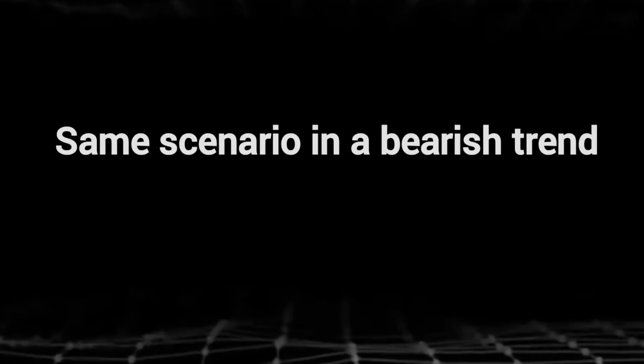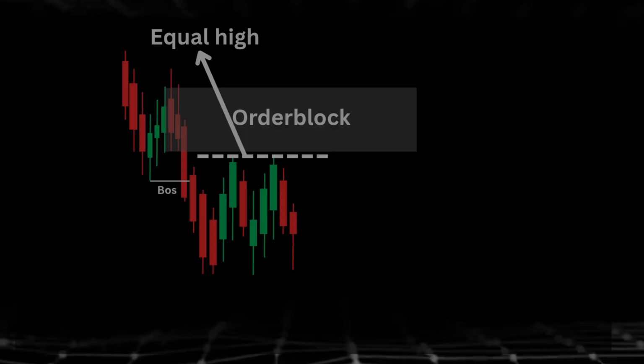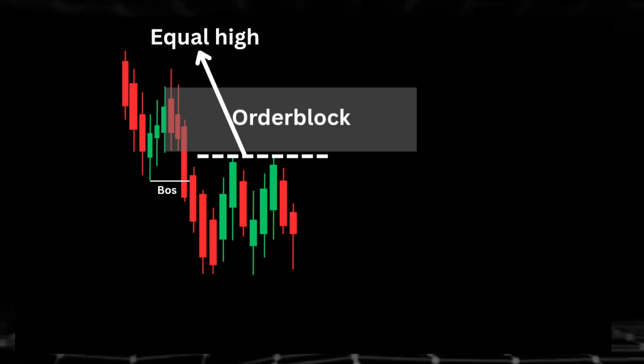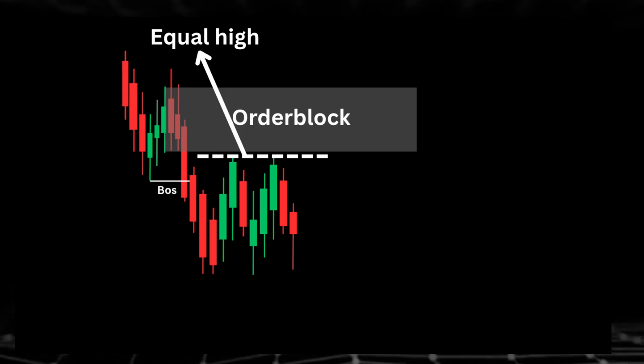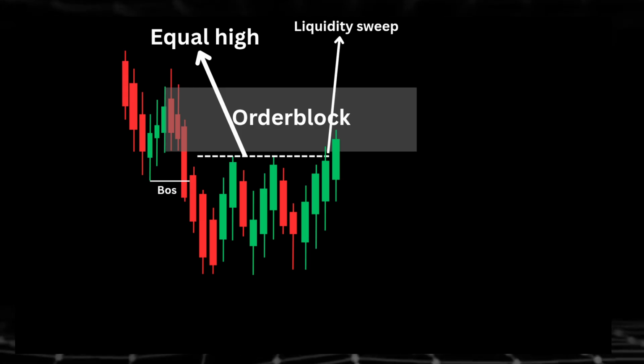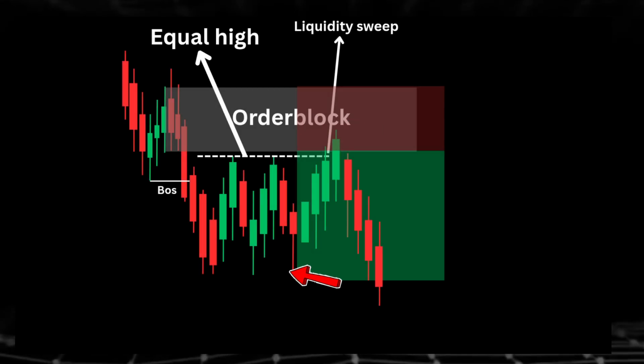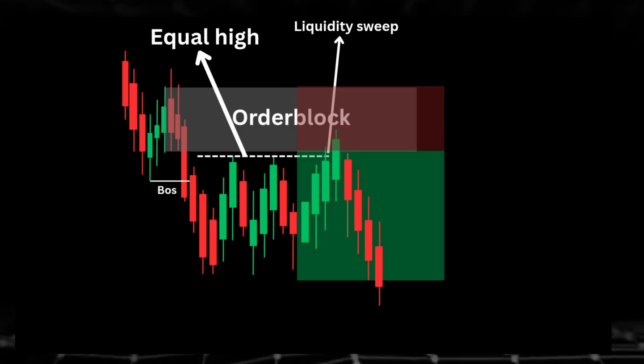Same scenario in a bearish trend. When price forms equal highs after a bearish break of structure in a downtrend, we wait for price to reverse back and clear the liquidity, then tap our valid order block. Then price will rally down to our major low, which is our take profit target.